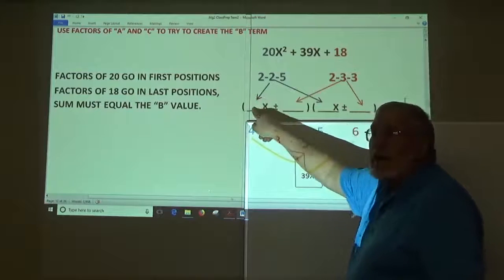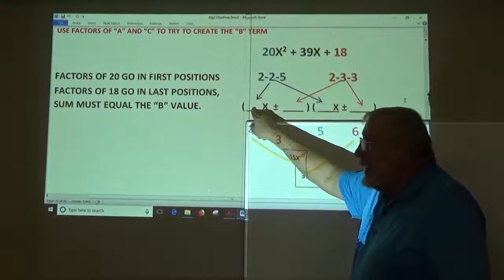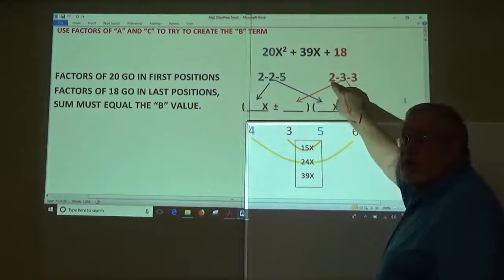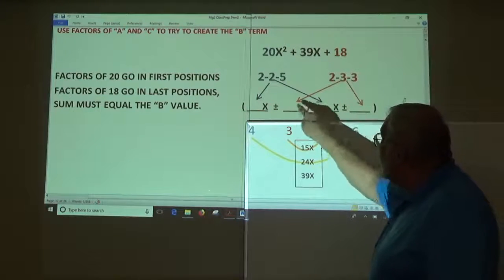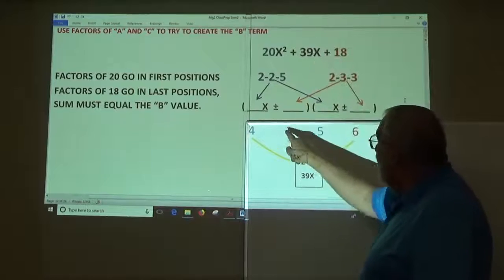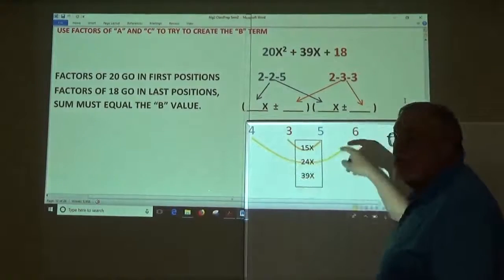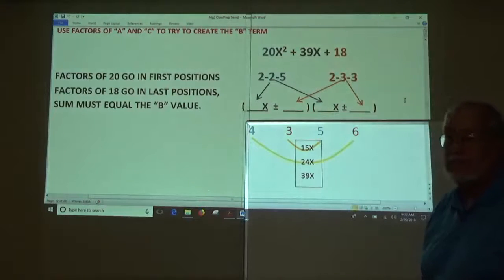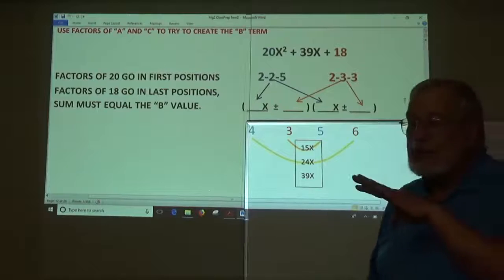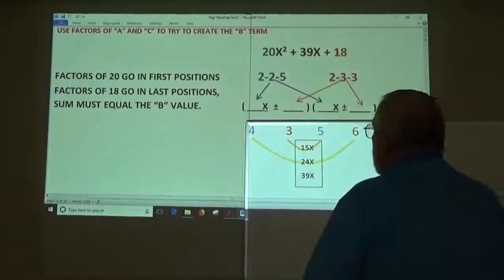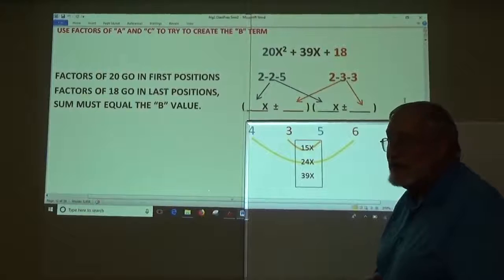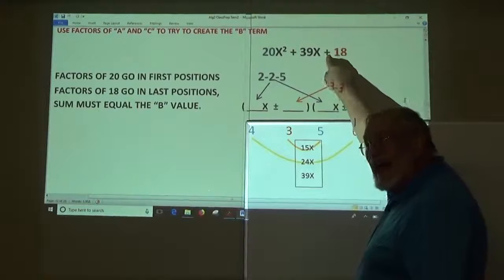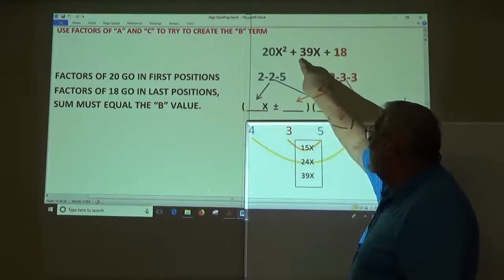Okay, so 20 has to go in the first part of this binomial or the first part of this binomial. The factors of 18, which is 2 times 3 times 3, have to go in the second part, and together, when you add the two inside and outside, you have to come up with a total of 39. What happens when you have a large value polynomial is you are actually guessing and checking. Because this is plus, I'm going to add the factors and end up with positive 39.